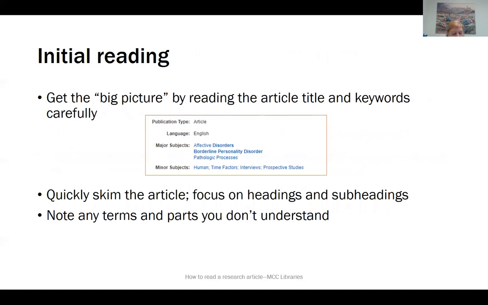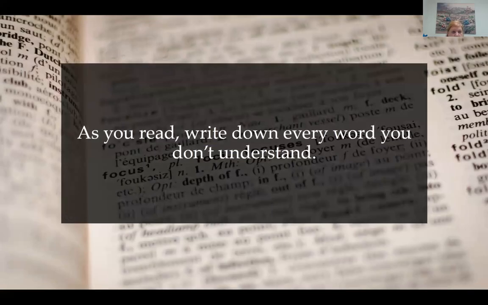So when you initially read it, you want to get the big picture by reading the article title and keywords carefully. When you look at the article, you're going to see major subjects and minor subjects. Then you want to quickly skim the article and focus on headings and subheadings. And you want to look at any terms and parts that you don't understand. The keywords and subjects can be found in EBSCO details pages, and some journals list keywords in articles. So if you skim through the article, it can give you a basic grasp of it.